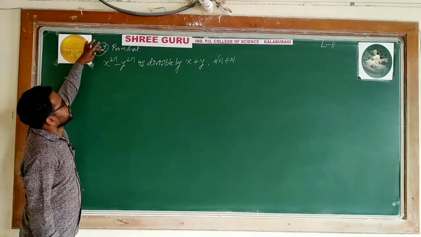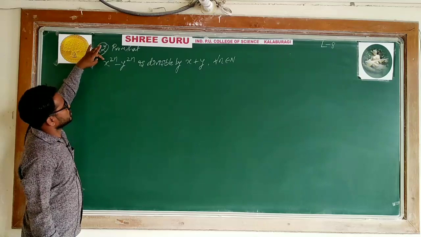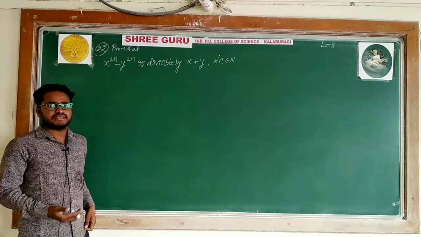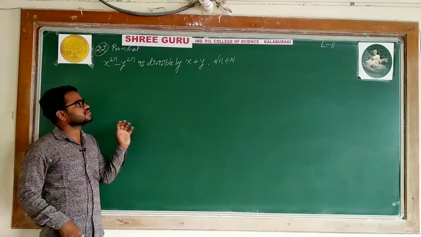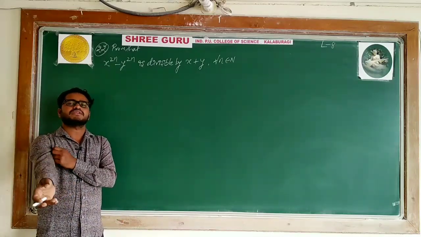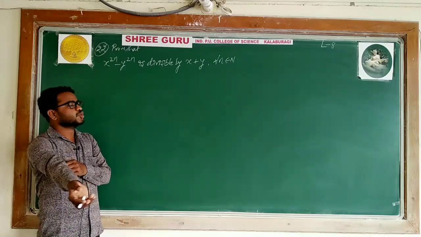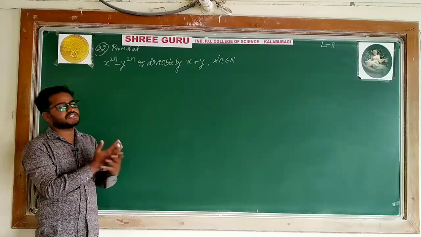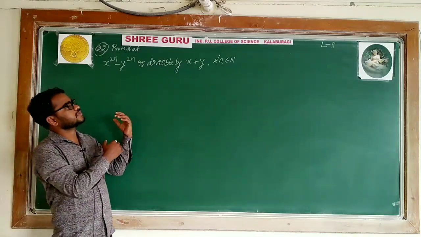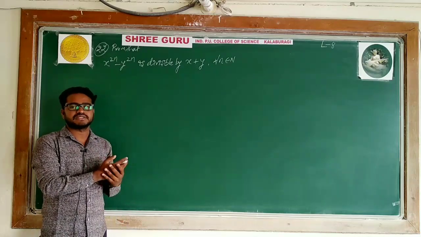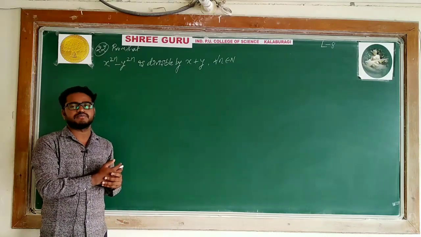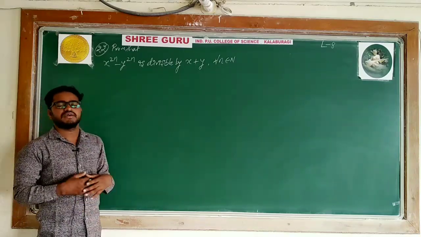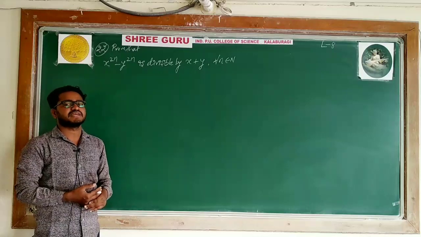It asks us to prove that x to the power 2n minus y to the power 2n is divisible by x plus y. In the previous class I also took some problems on divisibility and multiples. You have to prove the given LHS is equal to something. If it is divisible by x plus y, you can take x plus y into m, or whatever it is, and try to bring it into the form of LHS equals RHS.